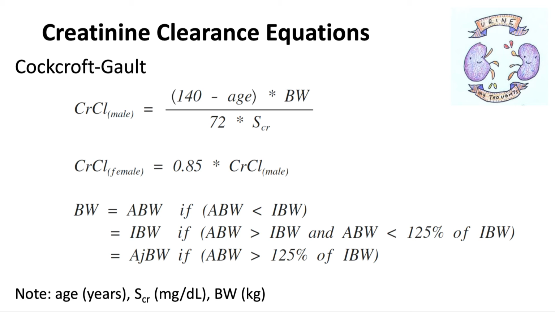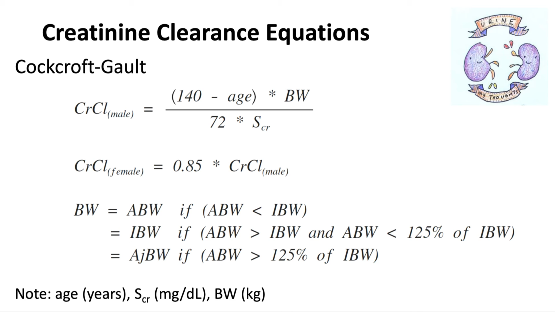If your actual body weight is somewhere in that range, then we use ideal body weight. If your actual body weight is greater than 125% of ideal body weight, that is, there is this excess adipose tissue, then we would use the adjusted body weight. Okay? So all of this sounds confusing even listening to myself.